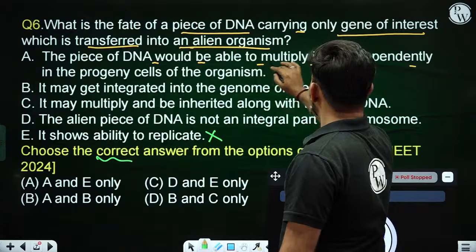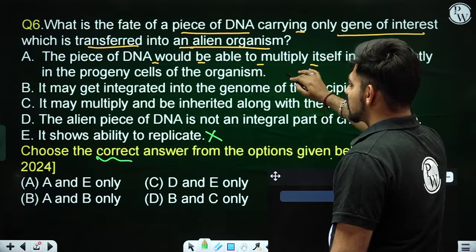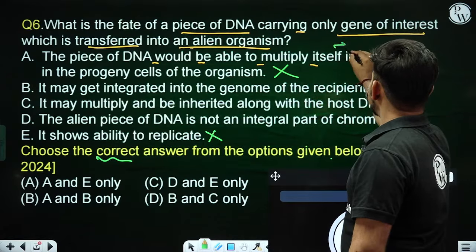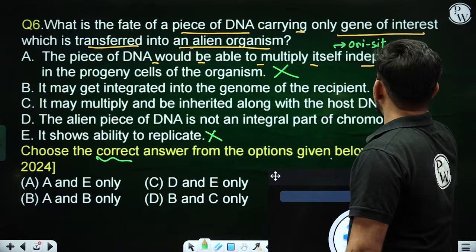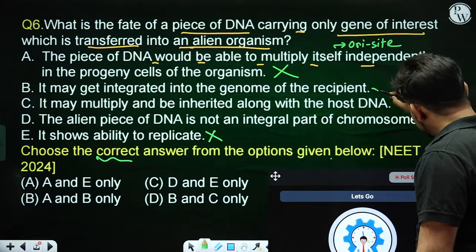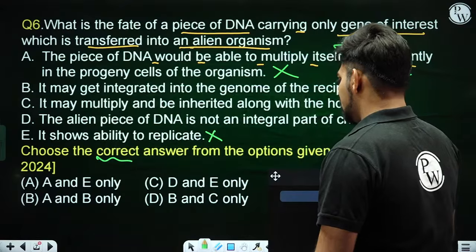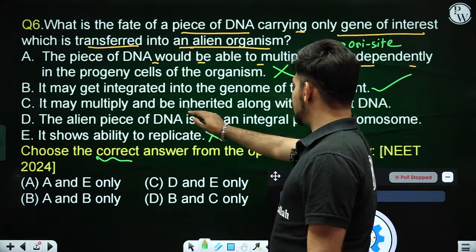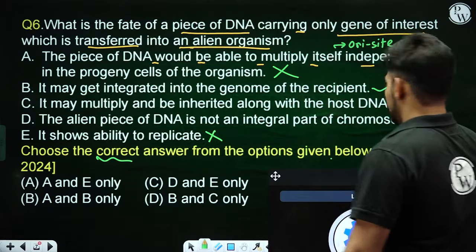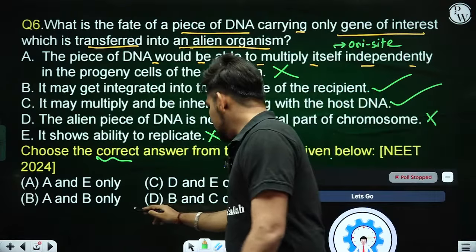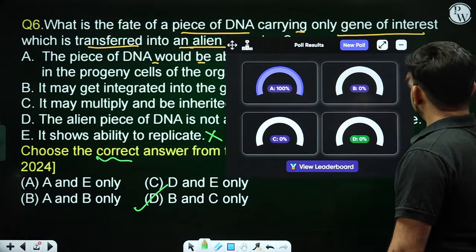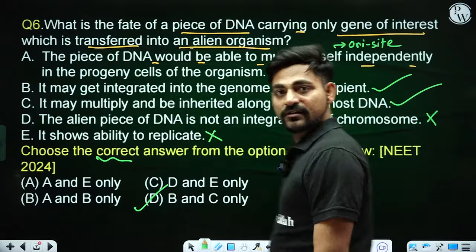The piece of DNA would be able to multiply itself independently in the progeny cell of the organism. It cannot multiply itself because it doesn't have the origin of replication. It may get integrated into the genome of the recipient. Yes, it may get integrated into the genome of the recipient. It may multiply and be inherited along with host DNA. So here we got the answers option B and C, and the correct answer is option D. So none of you have given the right answer for this particular question.